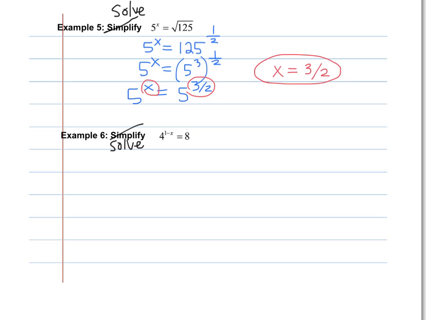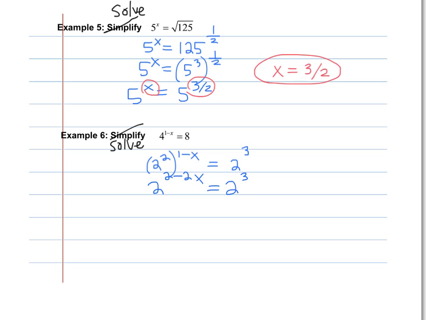Again, we want to have the same base. So I'm thinking, okay, I can rewrite 4 as 2 squared, and I can rewrite 8 as 2 cubed, and then they'll both have a base of 2. So let's do that. 4 is 2 squared. 8 is 2 cubed. Now be a little bit careful here. We're going to have to multiply 2 by the whole quantity x minus 1, so 2 times 1 and 2 times negative x. So we'll get 2 raised to the 2 minus 2x equals 2 to the 3rd.